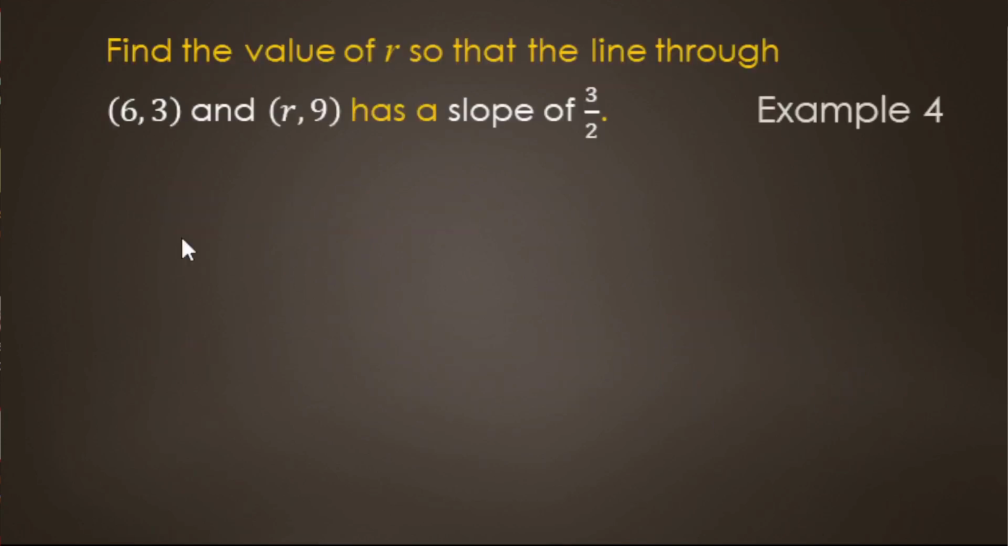So we have these 2 points, (6, 3) and (r, 9), and we're going to find the value for r, so that the slope between these 2 points is 3/2. So lots of different ways of going about this. I'm actually going to show 3 different ways. The first one and most straightforward is just using the slope formula and then replacing the m, the y2, the y1, the x2, and the x1 with the values up here and then solving. It's the most straightforward way of doing it, and most students like using this way the best.